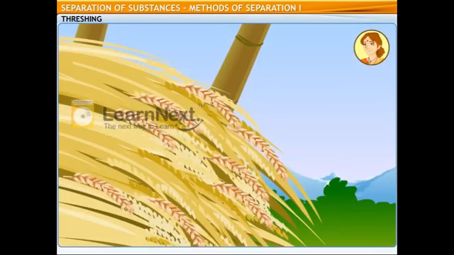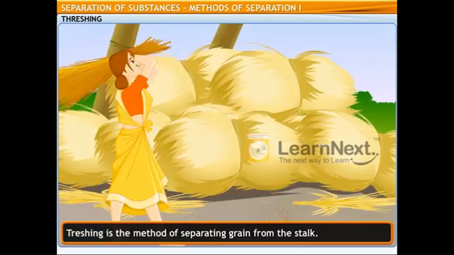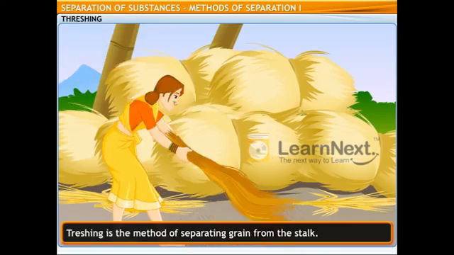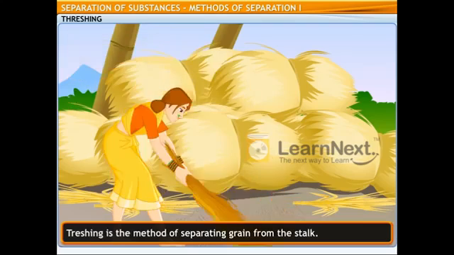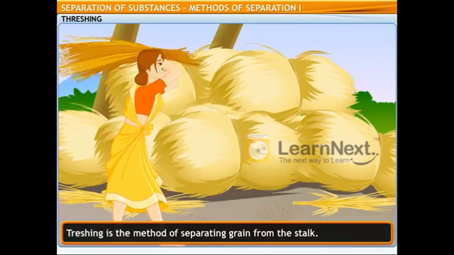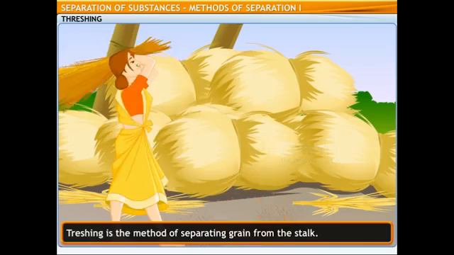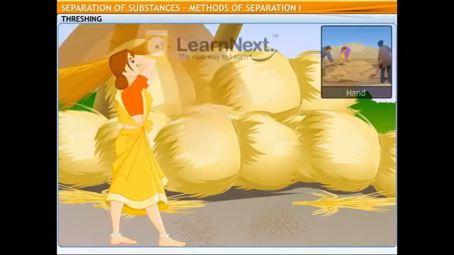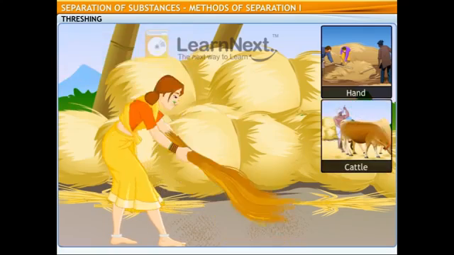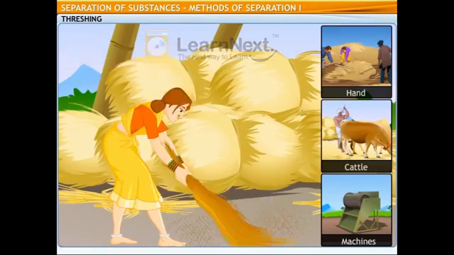Yes. Once the wheat has been harvested, the stalks are dried. Then, each grain of wheat has to be separated from the stalks to which it's attached, so that it can be ground into flour. This method of separating the grain from the stalk is called threshing. It's basically the beating of these dry stalks to shake off the dried grains. It can be done by hand, by cattle, or by using machines.